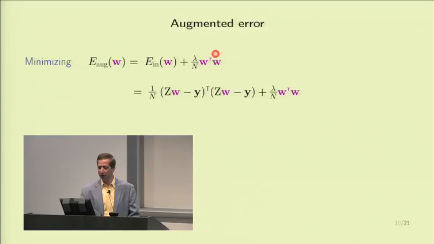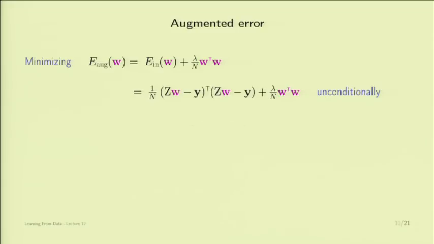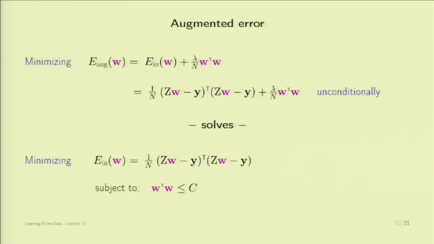But the good news is that solving this, which is unconstrained optimization, is equivalent to solving the following problem. You minimize E_in by itself, which we have the formula for, subject to the constraint. Now, it's an important correspondence because of the following. The bottom formulation of the problem lends itself to the VC analysis. I am restricting my hypothesis set explicitly. There are certain hypotheses that are no longer allowed. I am using a subset of the hypothesis set. I expect good generalization. Now, mathematically, this is equivalent to the top one.